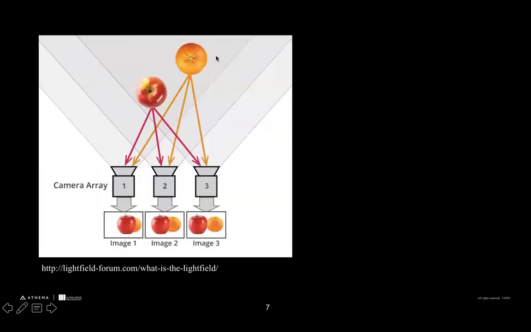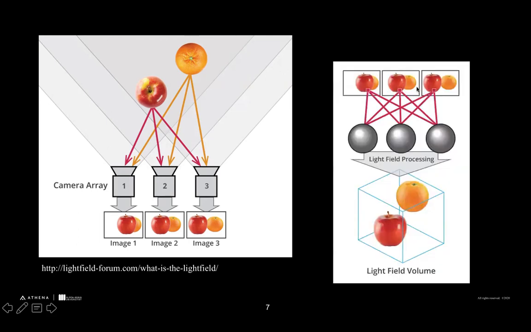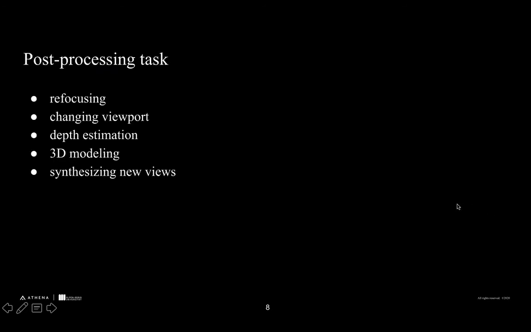In another way, we are able to record this angular information using a camera array. As you can see here, each of these cameras in this camera array are responsible to capture a different field of view for the same scene. By processing all these multiple views, we are able to generate a light field volume, and this light field volume will enable some post-processing tasks like refocusing, changing viewport, depth estimation, 3D modeling, and synthesizing new views.